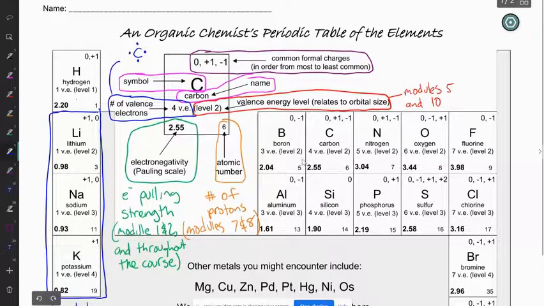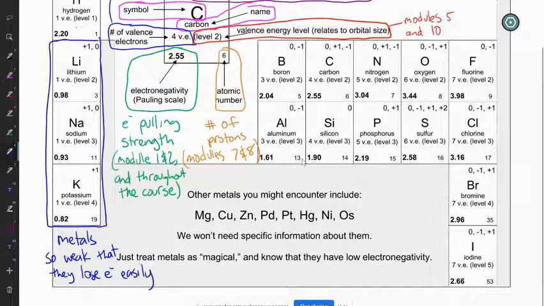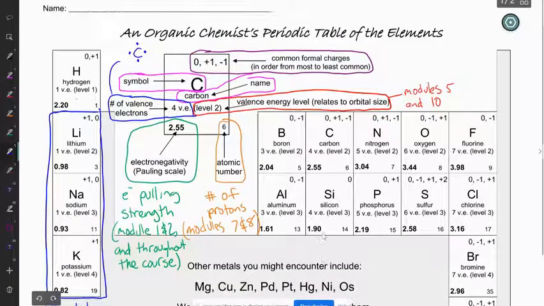So that is my introduction to your periodic table and some of the most important features of it. Please be familiar with it, refer to it often, know what these numbers mean and when they're important to you. I will, in a separate video, talk about the references on the back.